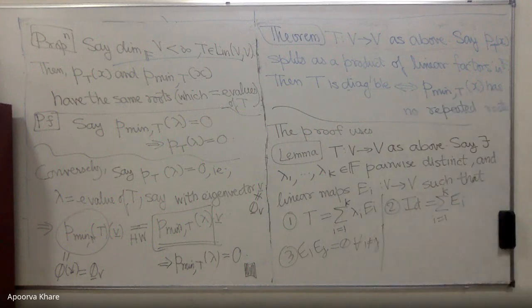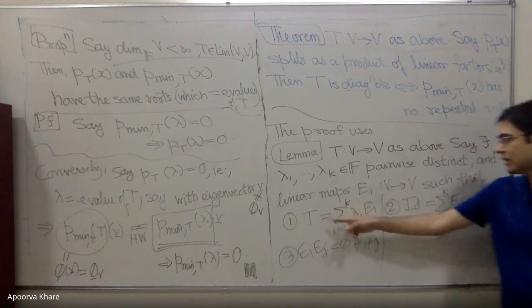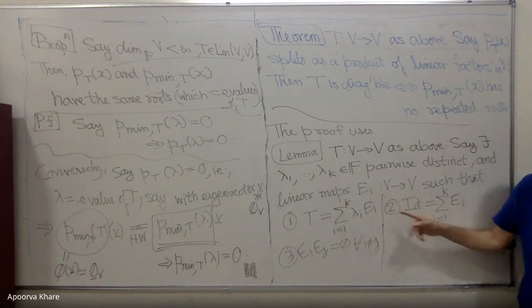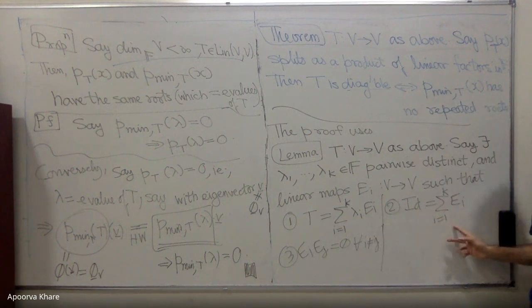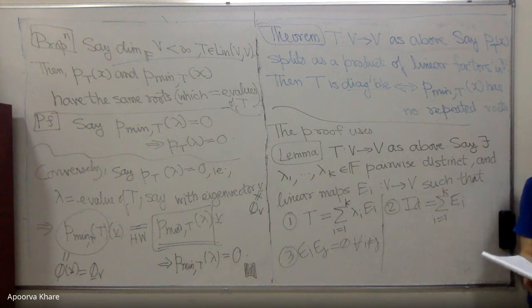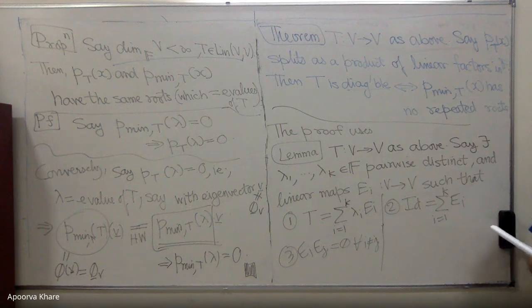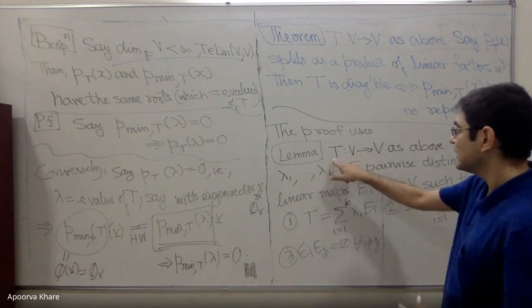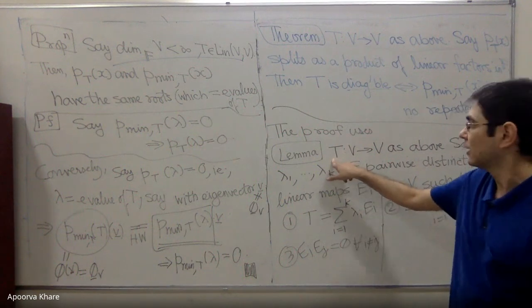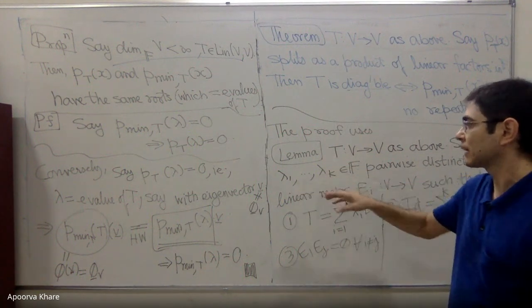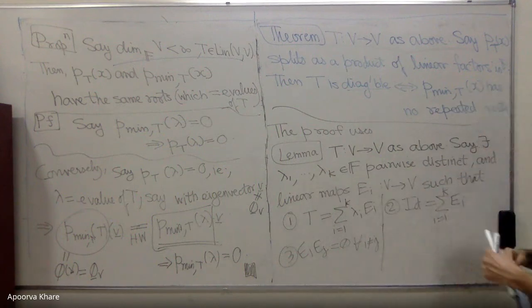Suppose I have these three. So suppose I have a set of scalars and a set of linear maps such that T is the linear combination of those maps, the identity is just the addition of those maps, and those maps kill each other, meaning if you compose two such transformations, you always get 0. Then the claim is that T is diagonalizable, and lambda 1 to lambda k are all the eigenvalues.